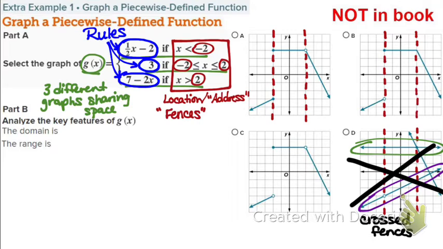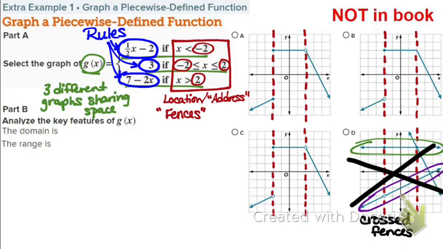Are they being good neighbors, staying in their own yards here? Yep. He stays in his yard. What about in graph C? Are people staying in their own space, in their own yards? Yes. So now I'm looking for anything else that is different between these three graphs. What differences do you notice between these three?